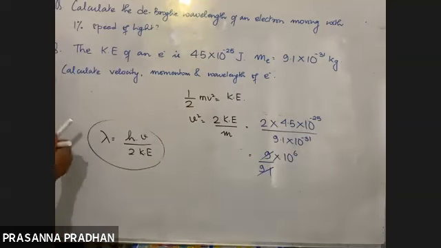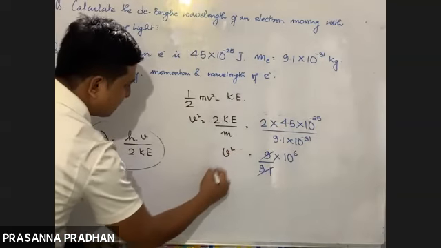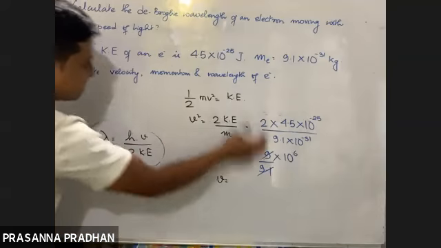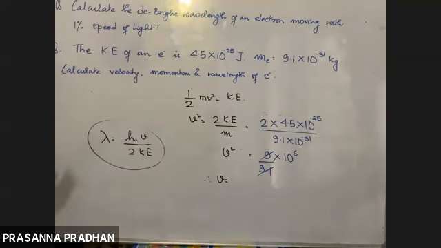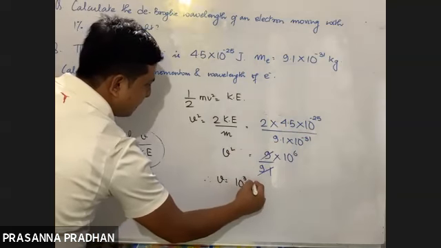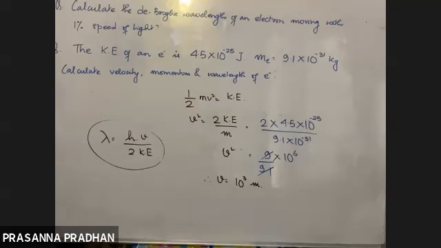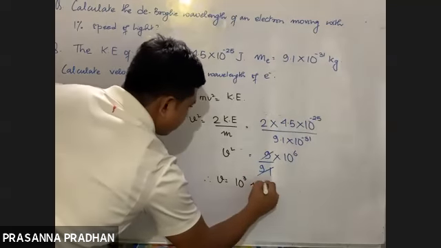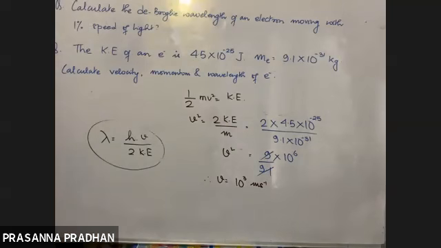Now v square equals 10 to the power 6. Therefore, what is the value of v? What is the value of velocity? If v square equals 10 to the power 6, what is v? 10 to the power 3 meter per second. That's as easy as this. Velocity is 10 to the power 3 meter per second. First part has been done.